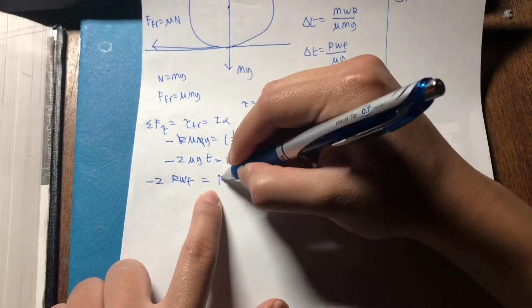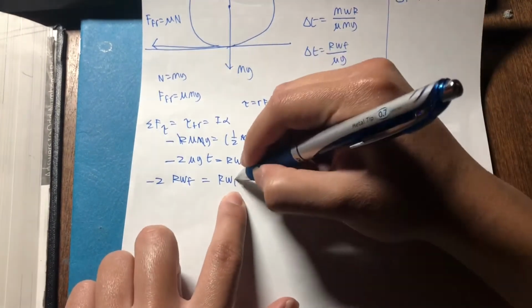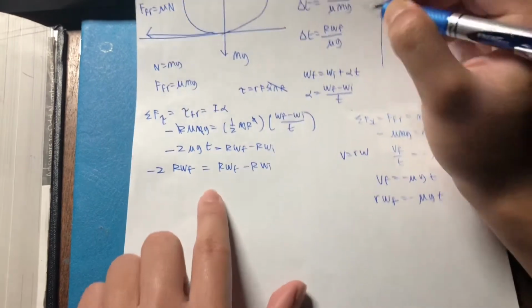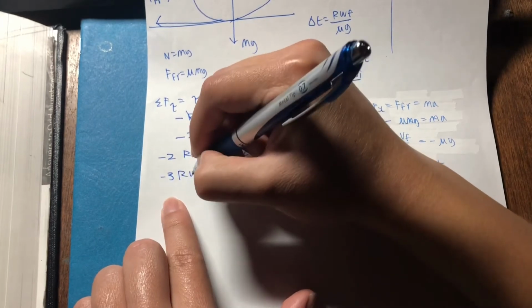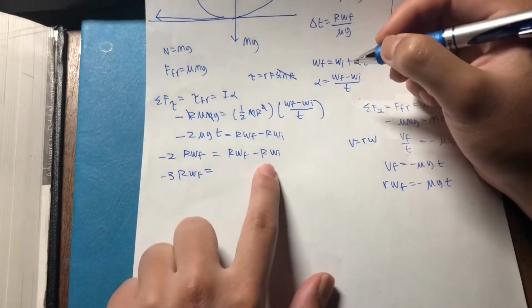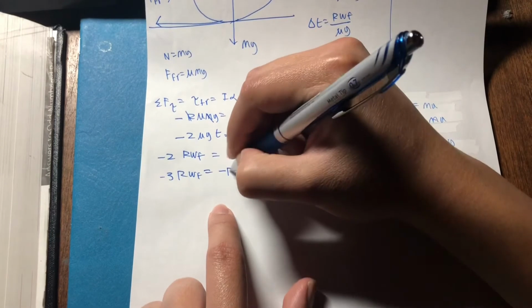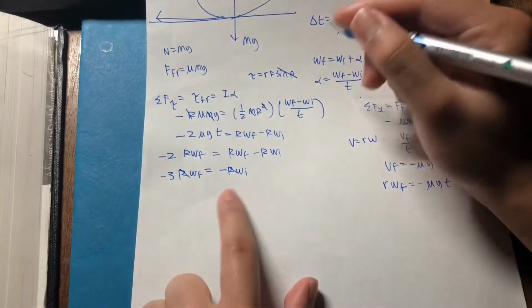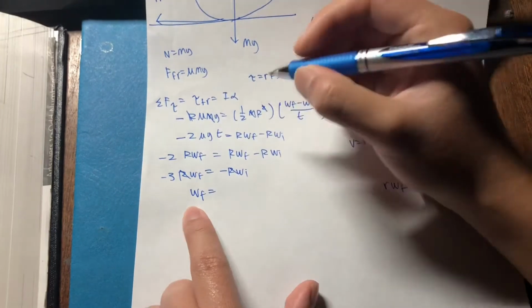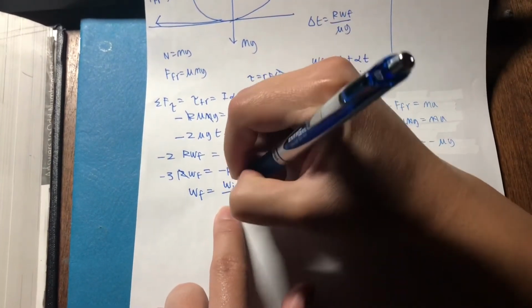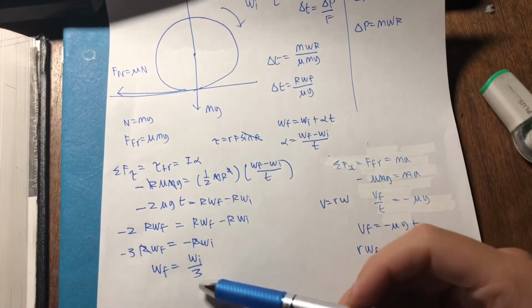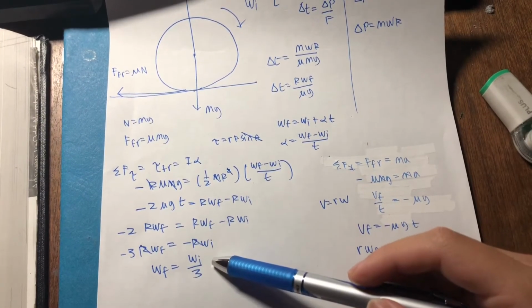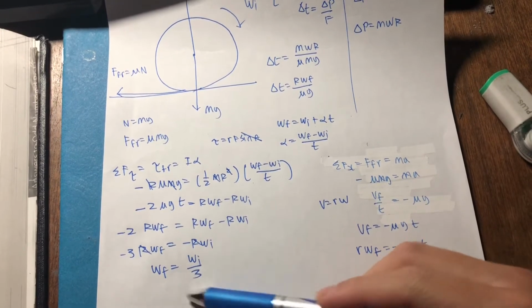And then you can combine these omega finals. So your negative 2 omega final, well, that just gives you negative 3 omega final equals r omega initial. You cancel the r's, and you'll get omega final is equal to 1/3 of the initial angular speed. Okay, you finally have omega final in terms of omega initial like the problem wants, and you can plug this right into there and answer the question.